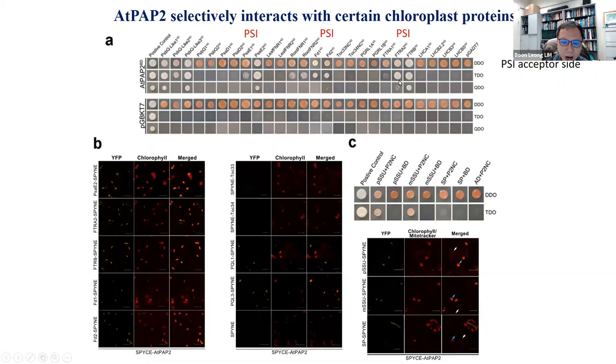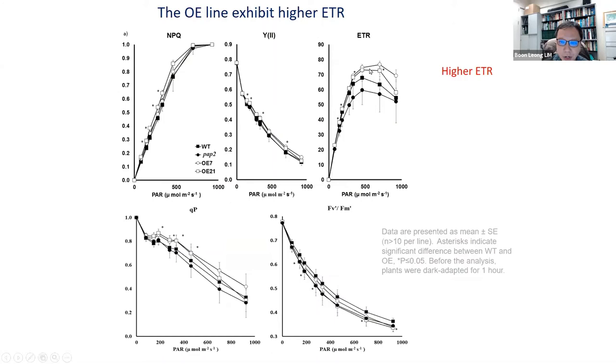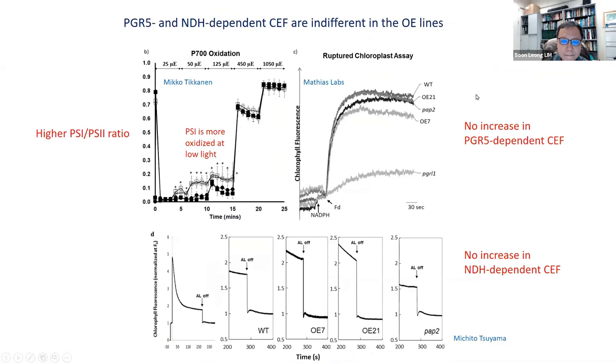And then the fast-growing lines also have a higher electron transfer rate. But when we look at the two cyclic electron flow pathways, they were indifferent. But if we look at the PS1 oxidation, P700 oxidation, we can see that at low light intensity, the PS1 is more oxidized. So it seems that the PS1 of the fast-growing line can release electrons much faster than accepting electrons.